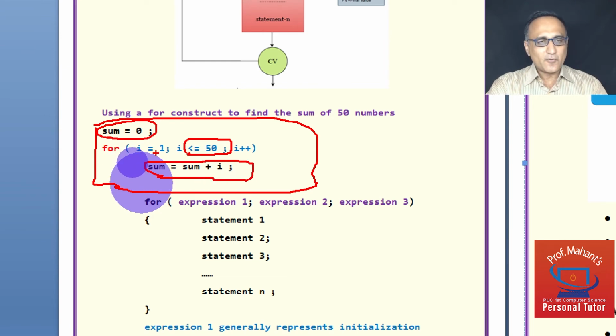The way this for works is like this. This initialization happens only once, that is the first time. Then I check this condition I is less than or equal to 50. If it is true, I am going to add the value of I to sum. After I add the value of I to sum, I come here and increase the value of I. I becomes 2. After I increase the value, 2 is less than or equal to 50. It is again true. The condition is checked.